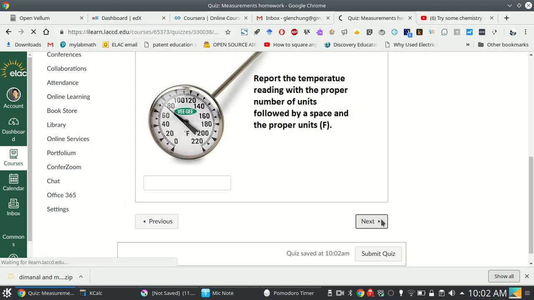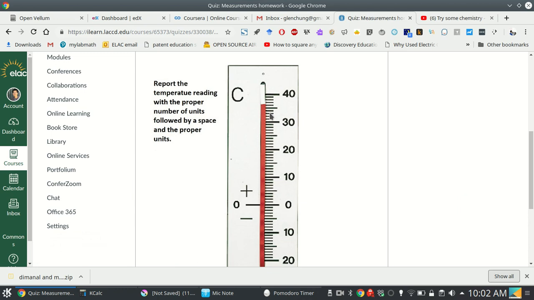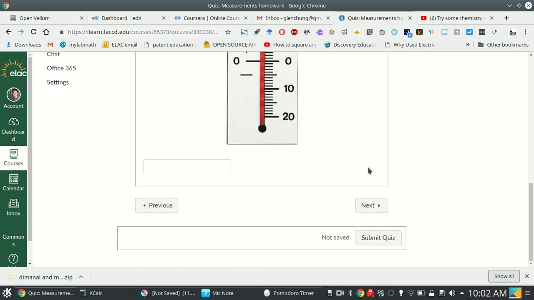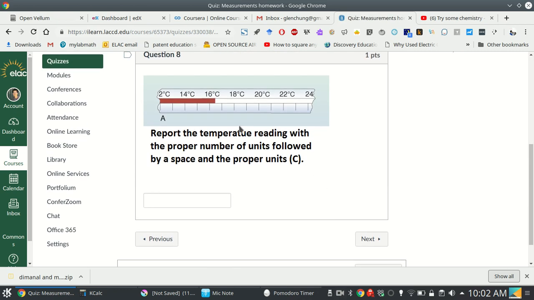Let's try another one. Here's one. So 35, 30. Okay, this is easy. Every smallest space is just 1 degree Celsius. So that's easy. Here's one that's harder. Excuse me. So this is 16, this is 17, and this is 18. All right. So every space is 1.